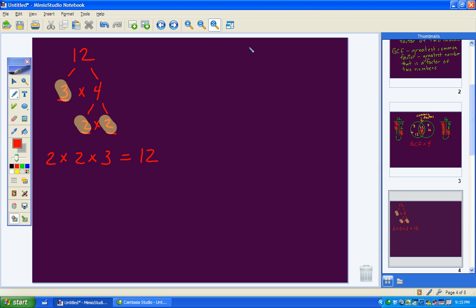Then I'm going to go over here and I'm going to do the 16. I could do 2 times 8. 2's prime, so I'm done. 8 would be 2 times 4. 2's prime, so I'm done there. 4 breaks down into 2 times 2. Those are both prime. Nothing else to break down. Remember, prime numbers are the ones that are only divisible by themselves and 1. There's no other way to break them down.